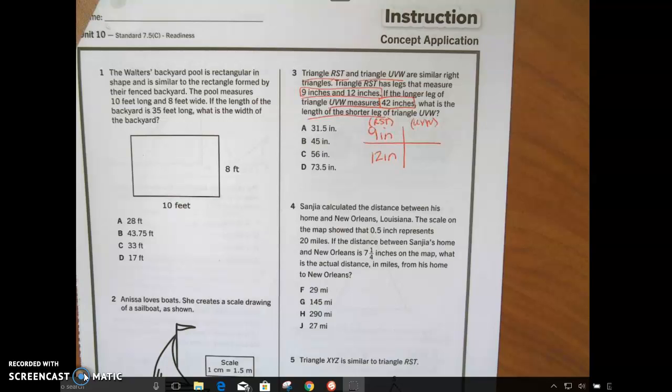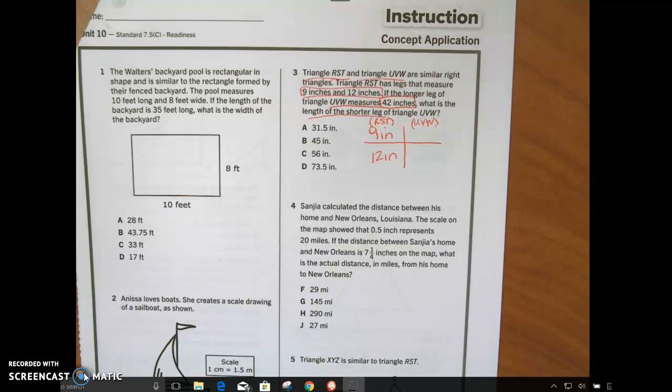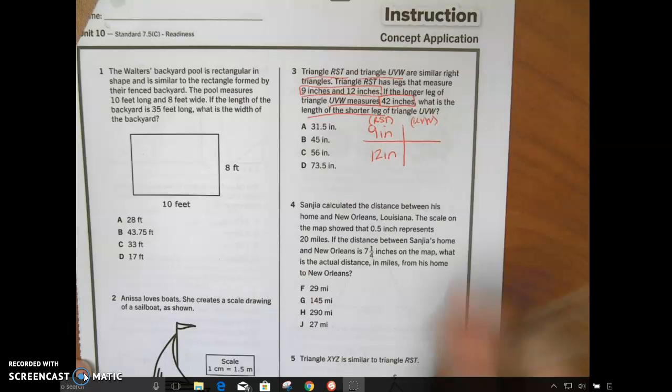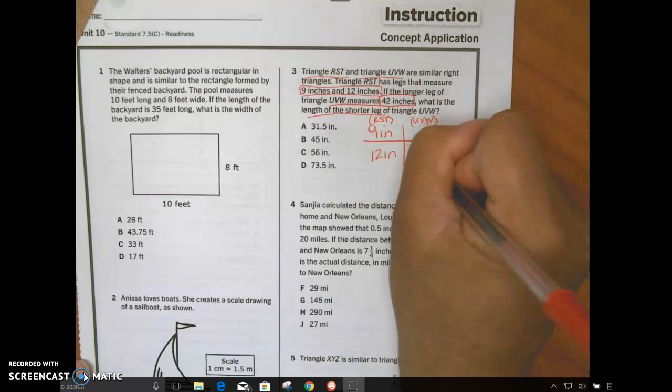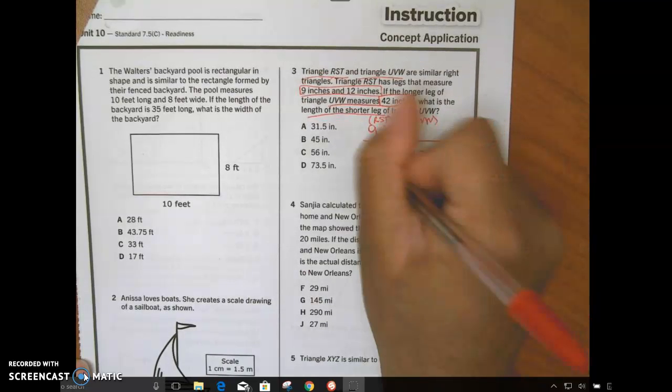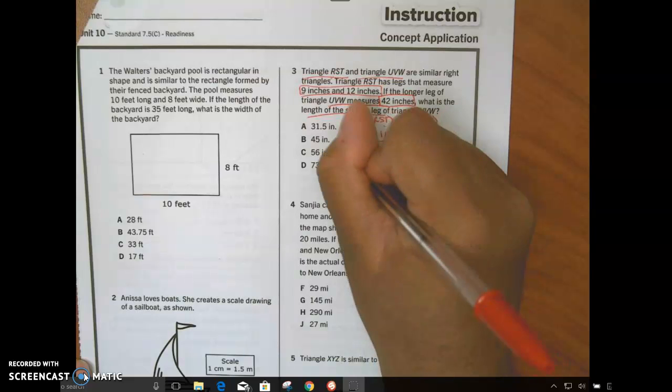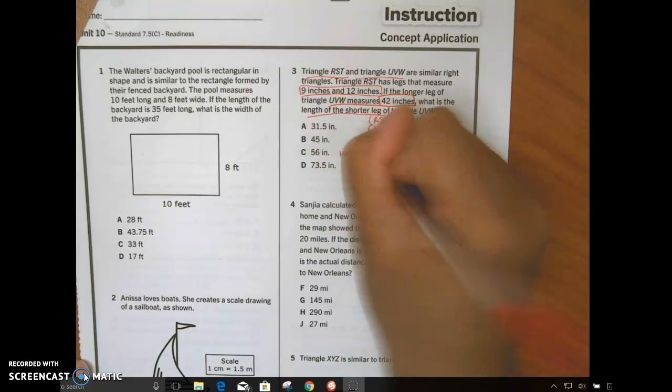By 9. No, by 12. Why am I putting it by the 12? 12 is longer. 12 is the longer side on that triangle, so the 42 goes with the longer side. These are my longer sides. What would make it a shorter side?